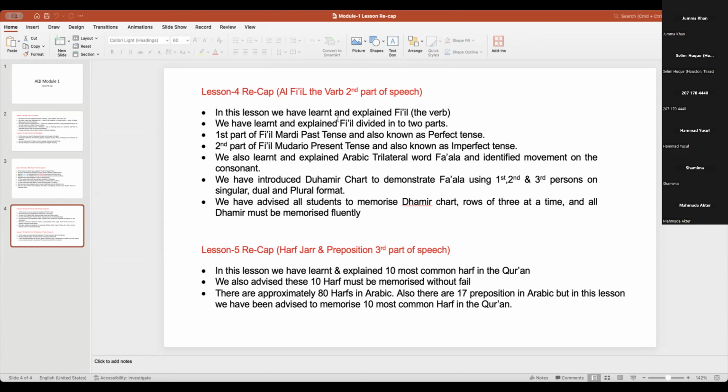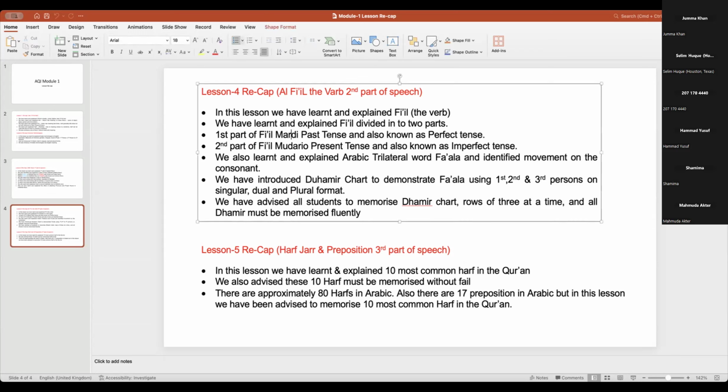In these lessons, we have learned and explained fi'l, the verb in English. We have learned that fi'l is divided into 2 parts. The first part of fi'l is known as madi, the past tense, also known as the perfect tense. The second part of fi'l is mudari, the present tense, also known as the imperfect tense. So what have we learned? Fi'l, madi, and mudari, 2 tenses, past and present, and future.